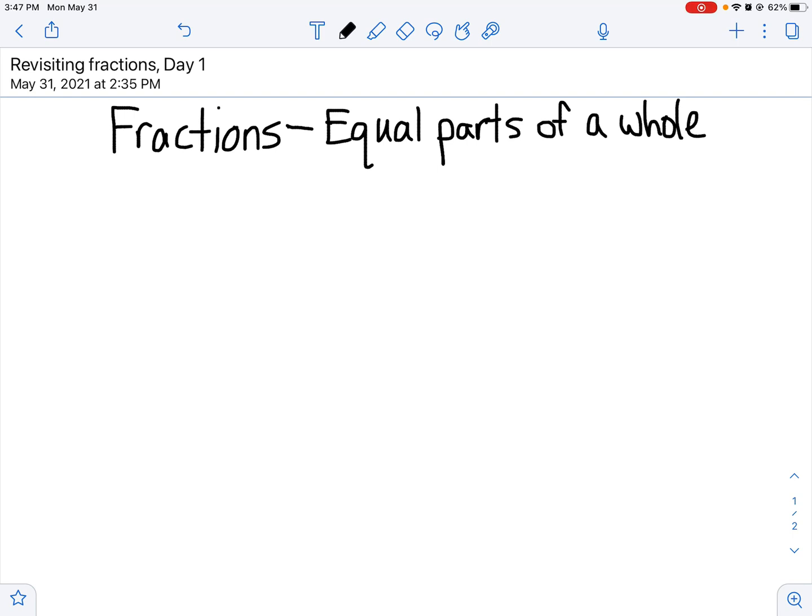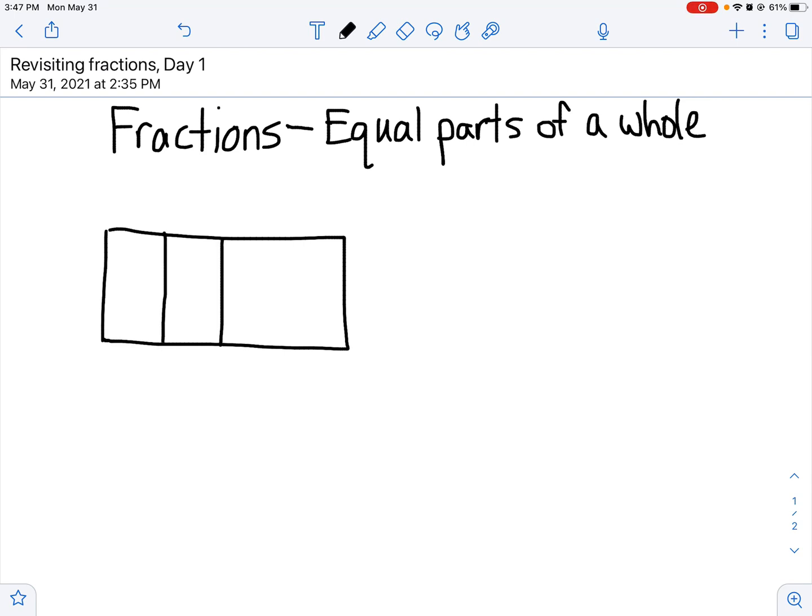So the big thing I want you guys to really come away with this year is that fractions are equal parts of a whole. That's really important to understand and to know. A fraction is a part of a whole. If we think of a whole rectangle or a whole candy bar that I divide into equal parts, I have 4 equal parts here. If I decide to shade one of my equal parts, I have shaded what we call 1/4 because I have one part shaded out of a total of 4 equal parts.